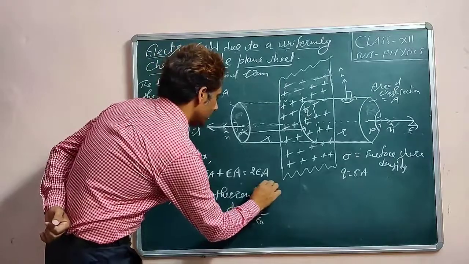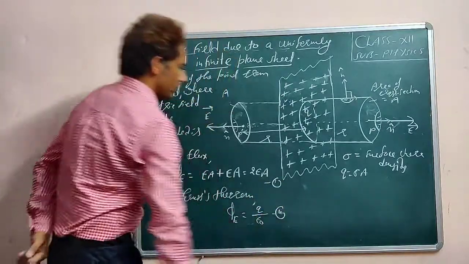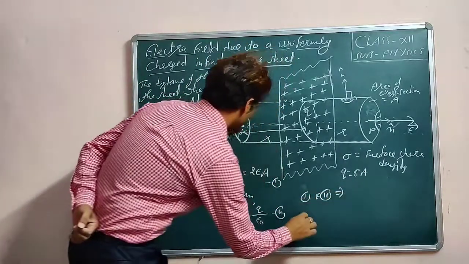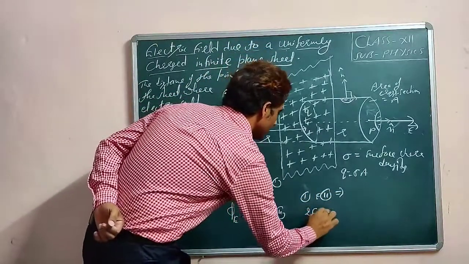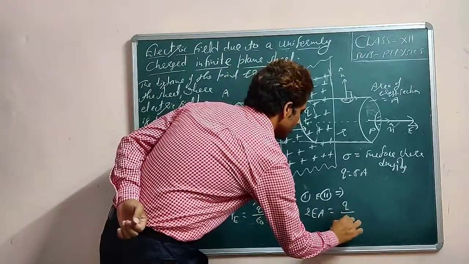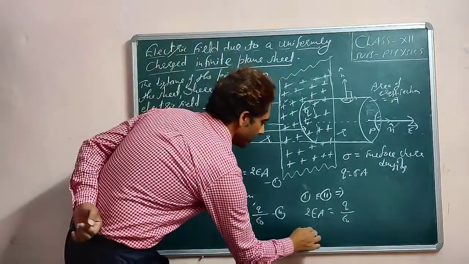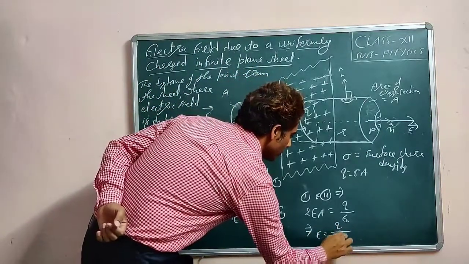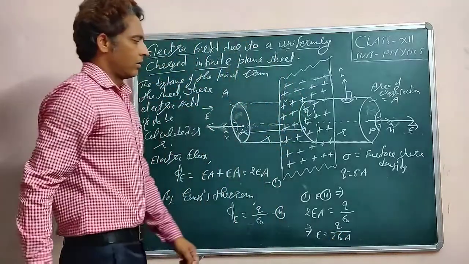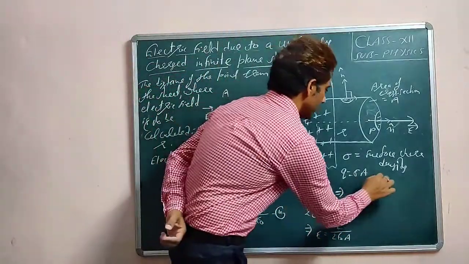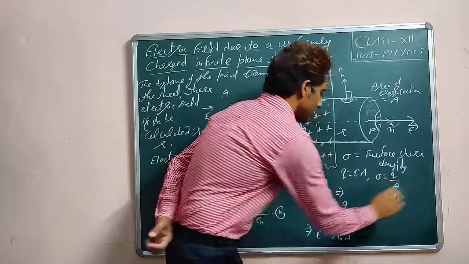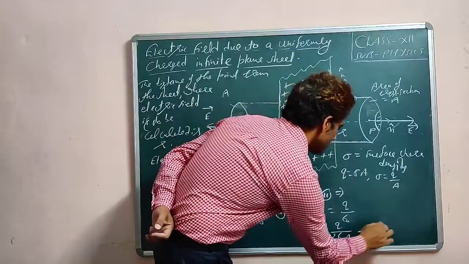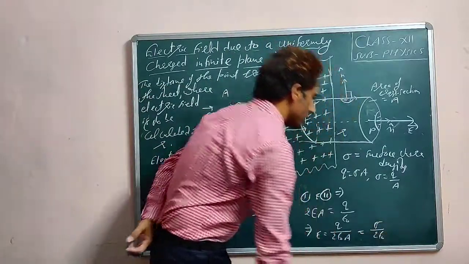So if I get number 1, number 2, then 1 and 2 implies twice of EA is equal to Q over epsilon naught. This implies E is equal to Q over 2 epsilon naught A. Now this sigma is equal to Q over A. So here Q over A is sigma, so we can write it as sigma over 2 epsilon naught.